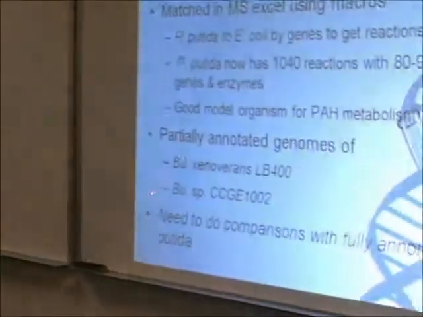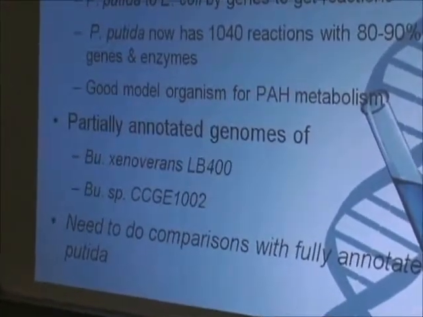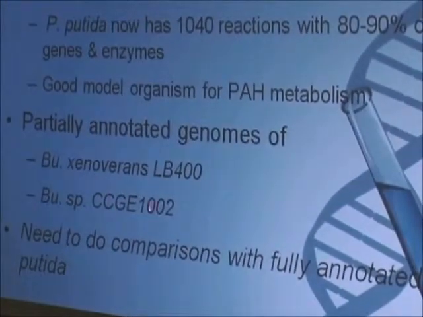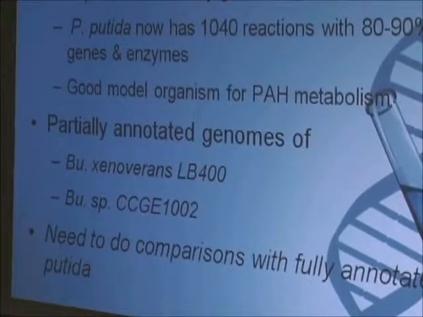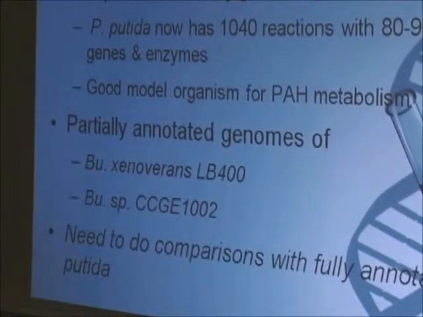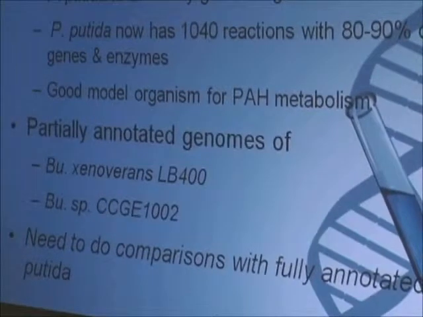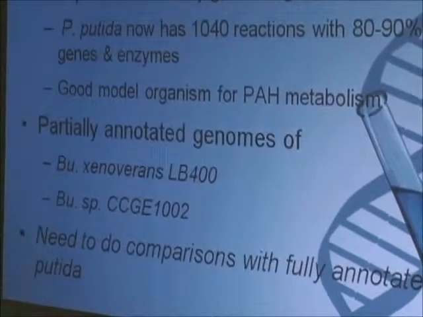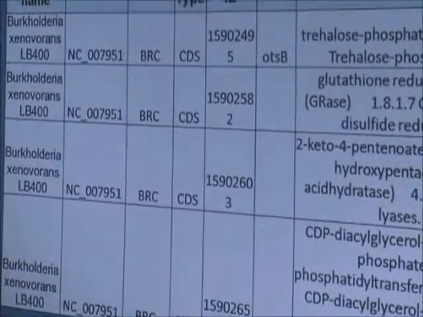Now, let's see. We have the partially annotated genomes of both Brucellosis and Enterobacteriaceae and Brucellosis species 1002. And what we need to do is actually find out a little bit more information in terms of the genes for these and what they're responsible for, what reaction, what enzyme. As well as Brucellosis. But what we're doing right now is actually comparing these two to see if we could find all the genes. We just need to find a reaction and an enzyme associated with each reaction. Okay?